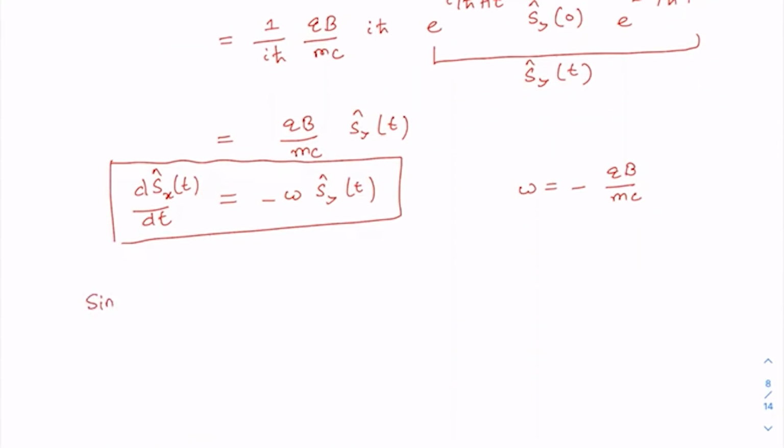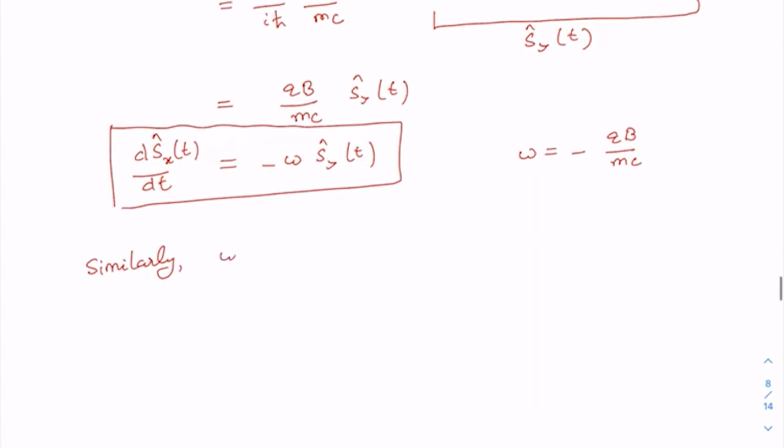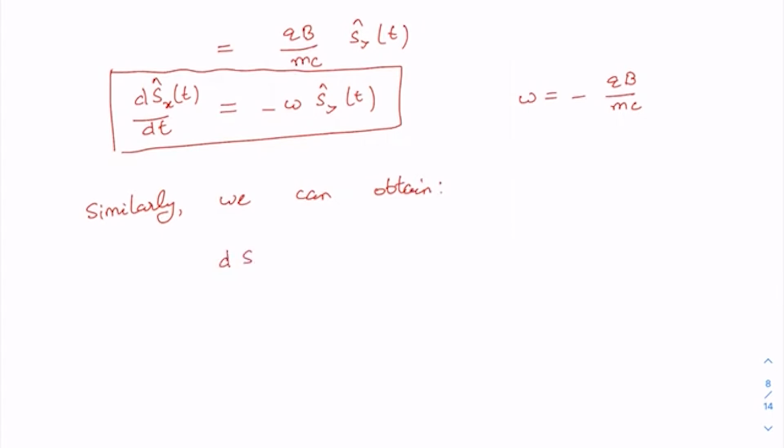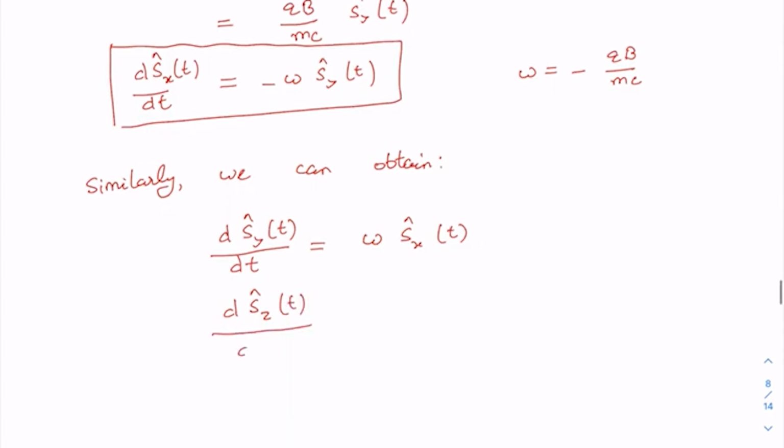Similarly, please show we can obtain the Heisenberg equation of motion for the y component of the spin operator, and if you do it, you should get omega Sx(t). On the other hand, if you take the z component of the spin operator, it will be 0, so it is not going to evolve in time.